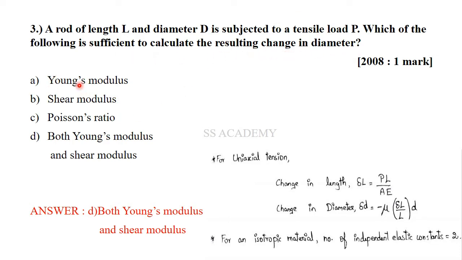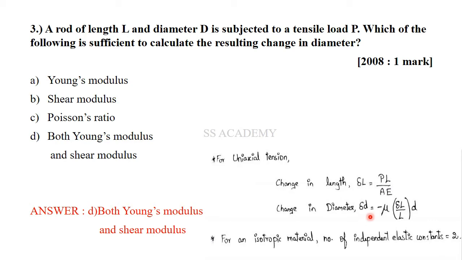Okay, now we are given answers as Young's modulus, shear modulus, Poisson's ratio, both Young's modulus and shear modulus. It is a 2008 simple one more question. Generally, for uniaxial tension, change in length is given as del L is equal to PL by AE. This is a general formula for change in length.